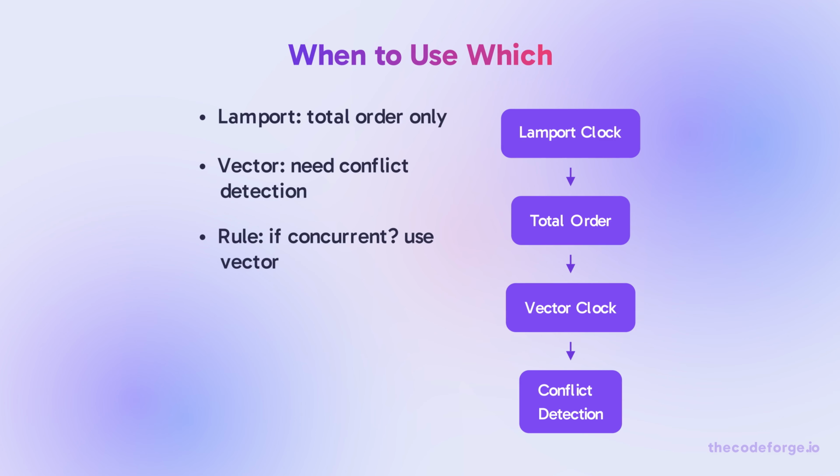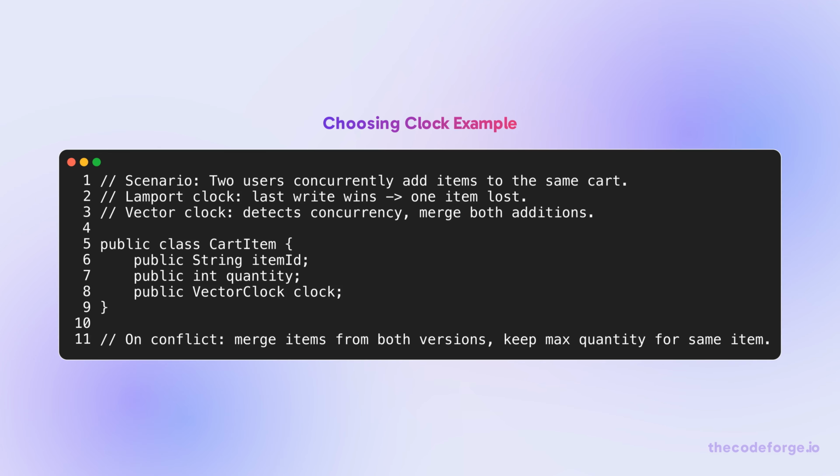Use Lamport clocks when you only need total order, like a distributed log or mutex. Use vector clocks when you need to detect concurrent updates, like in CRDTs or conflict resolution. The rule of thumb: if you need to ask, did these two events happen concurrently? Use vector clocks. Here's a practical example: a shopping cart.